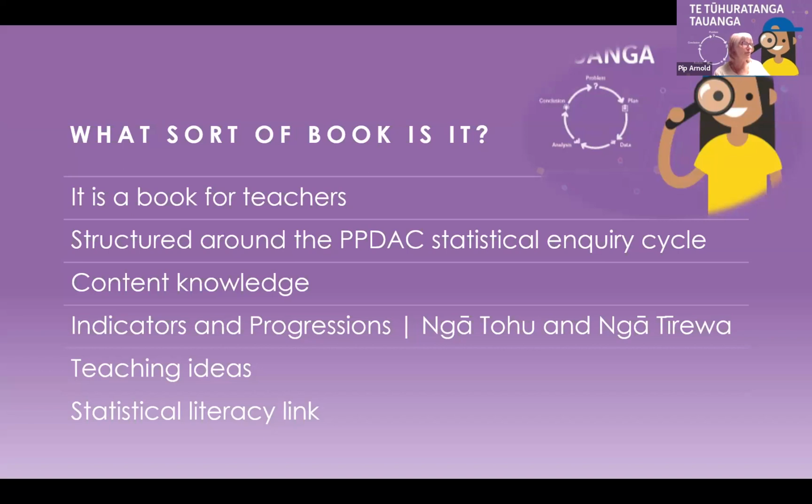I've done a lot of work around indicators and progressions. And I started that work in February 2019 with a group of mostly facilitators in English and Māori medium, so Pāngarau and mathematics facilitators, to look at the progressions and the indicators that would unpack the AOs for statistics. And then there's teaching ideas in there, and then there's some links to statistical literacy. So that's what's in the book. Now I'm going to have to move along, otherwise we're never going to get there.